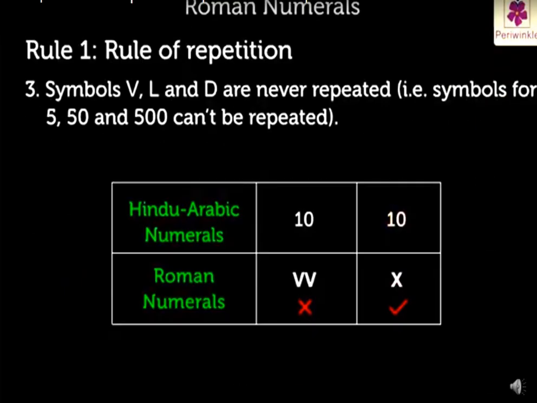In the rule of repetition, symbols V, L and D are never repeated. That is, symbols for 5, 50 and 500 cannot be repeated. This means that we cannot write the number 10 by repeating V as VV, but we will write it as X.